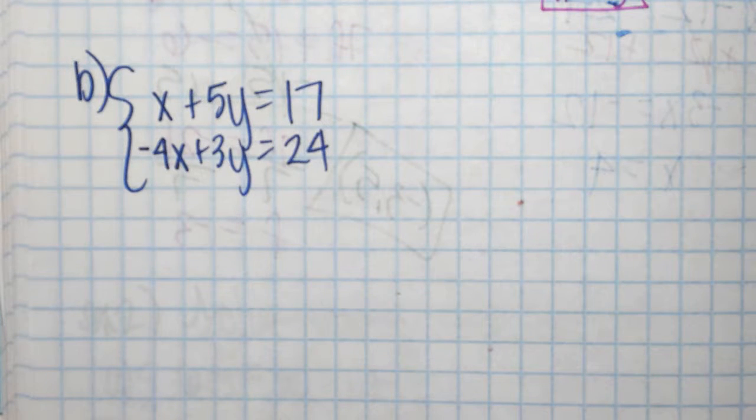All right, now, how do we figure out which variable to eliminate? Are we going to eliminate X or Y? Is what I'm asking you. Why? Why do you guys say X and D'Angelo says Y? Tell me why.